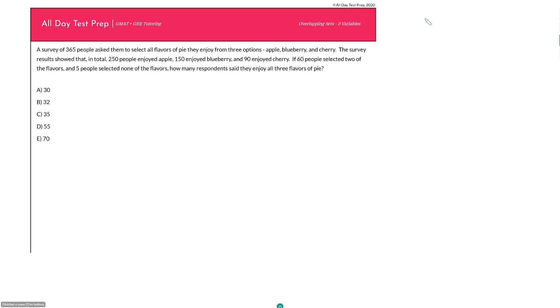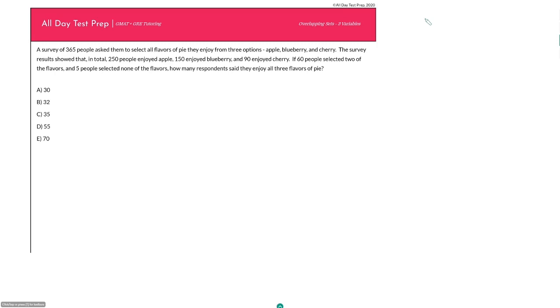Now, the good thing about 3-variable overlapping sets, though, is I think the way to approach these ones is almost even more predictable than the 2-variable overlapping sets. 3-variable overlapping sets, they are about as close as you're going to come to simple plug and chug on the GMAT.